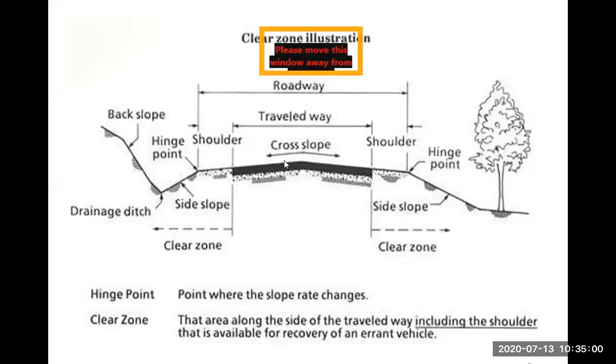Then you see the shoulder part. Here is the shoulder. The basic purpose of the shoulder is the parking of your vehicle in emergency situations. What is our tendency? If there are two vehicles passing and we have to overtake, then we try to overtake them by using the shoulder.